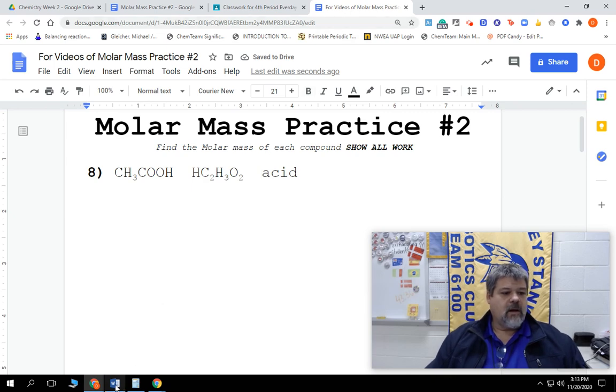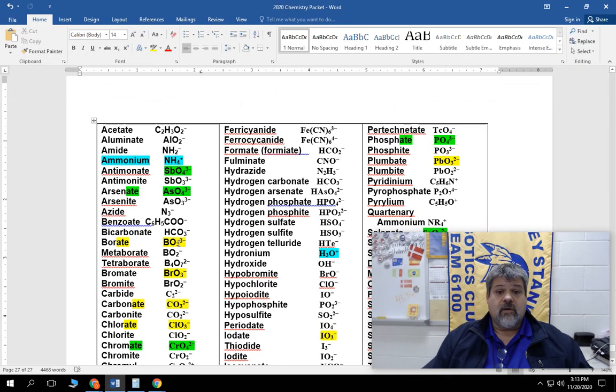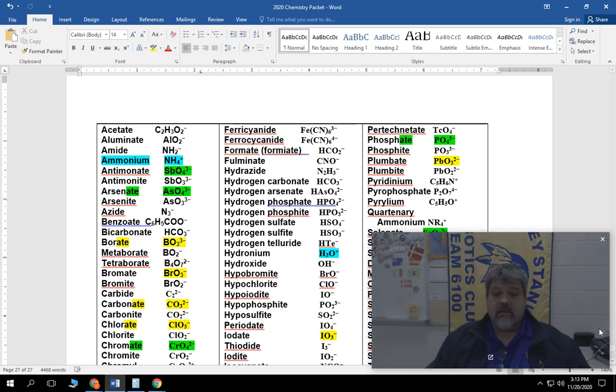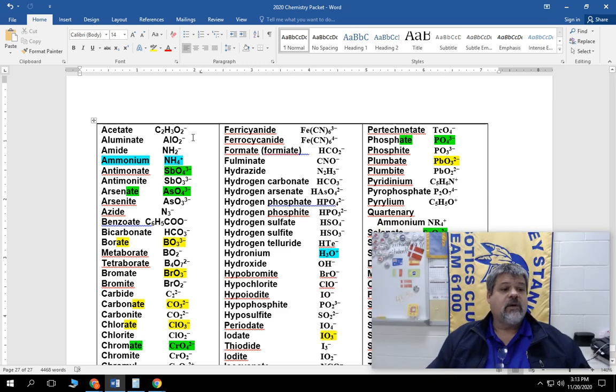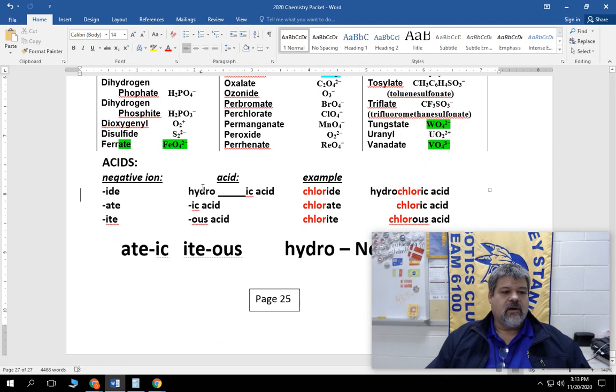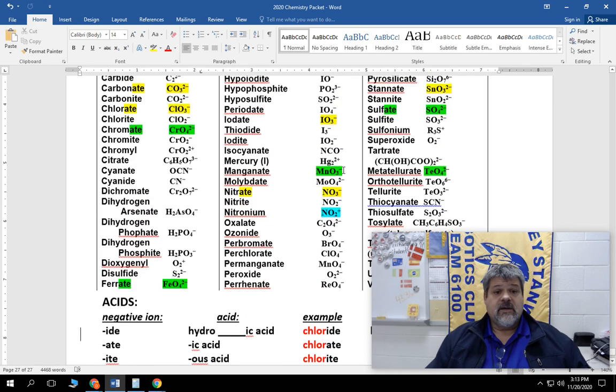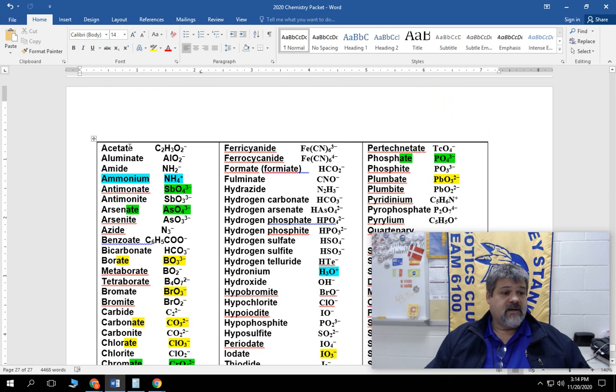So let's go ahead and look at our packet. We'll go to the polyatomic ion sheet, go all the way down to the polyatomic ions, and we're going to find, oh, look at that, right at the top, C2H3O2. If we change the ate to ic, and then say acid, we're going to be good. Notice that hydro means no oxygen, but there is oxygen, so we change the ate to ic and then call it acid. So what is this one going to be? Acetic, not acetate, acetic acid.